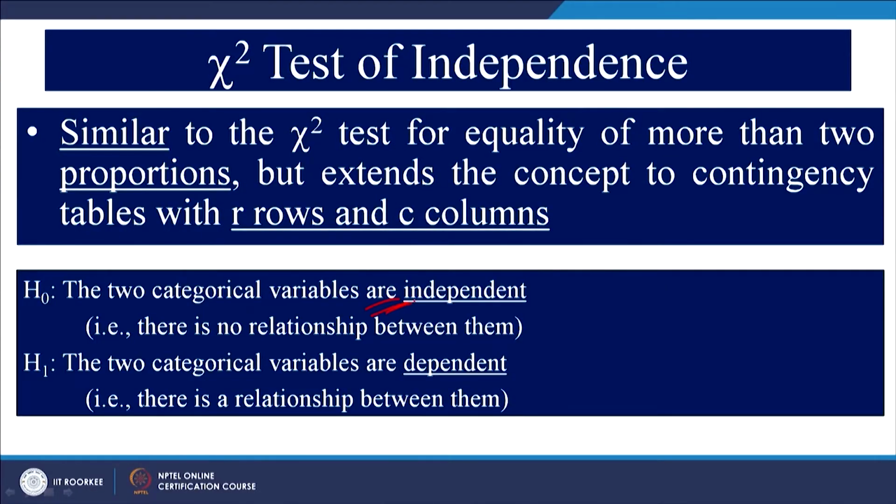So, this is very similar to chi-square goodness of fit test, and this is similar to what we have seen earlier, wherein we did compare proportions of more than two groups, right. So, the same concept is being extended over here. So, null hypothesis is two categorical variables are independent, right. So, there is no relationship between them, and alternative is there is a relationship between them, right.